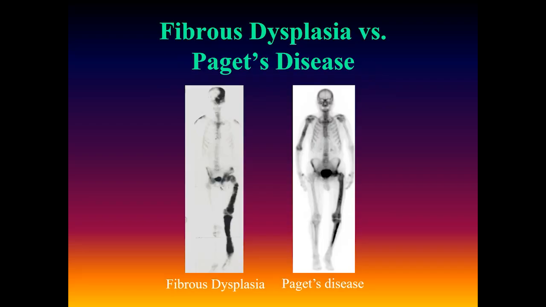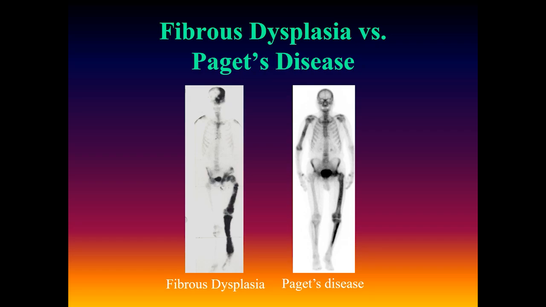It's not always easy to differentiate between fibrous dysplasia and Paget's disease, but in patients with polyostotic disease, for fibrous dysplasia, the abnormalities are invariably ipsilateral on the same side of the body, as you can see in this case here, where all the lesions involve the left side of the skeleton.